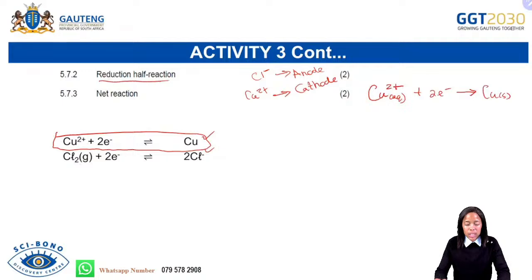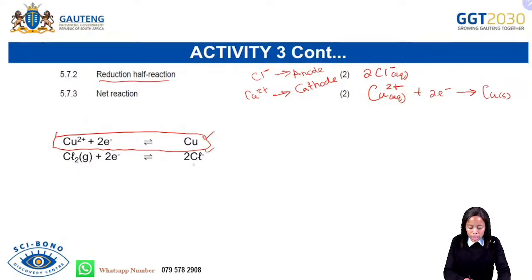Then the next question says you must write the net reaction. So how are you going to write the net reaction? It means that you are going to need a combination of the oxidation half reaction as well as the reduction half reaction. So what is it that we had for the oxidation half reaction? We had 2Cl minus aqueous.